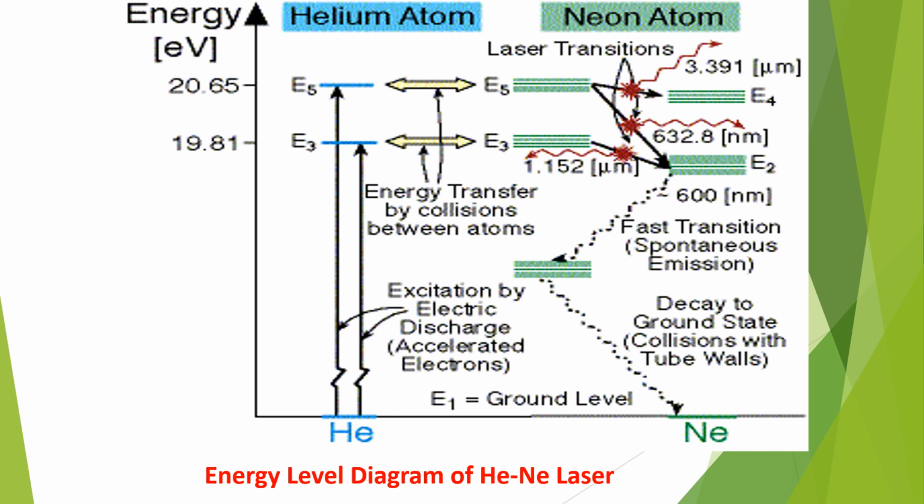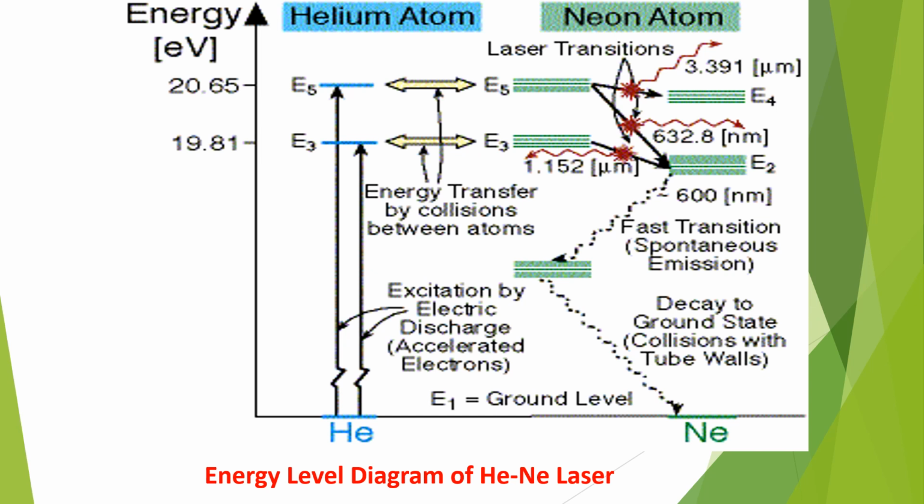E5 to E2, E3 to E2. So these are the three transitions, and in all the three transitions, what we have seen here, the first type of transition from E5 to E4, the corresponding wavelength we obtain here is 3.391 micrometer, which is in invisible region. Again, from E3 to E2, the corresponding wavelength is 1.152 micrometer. Again, it is in invisible region.